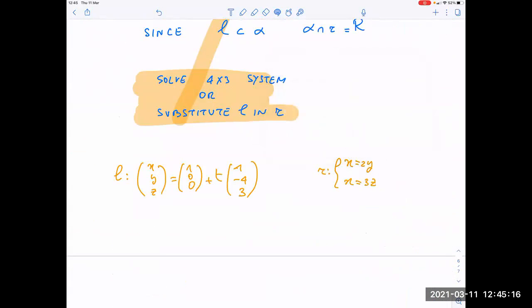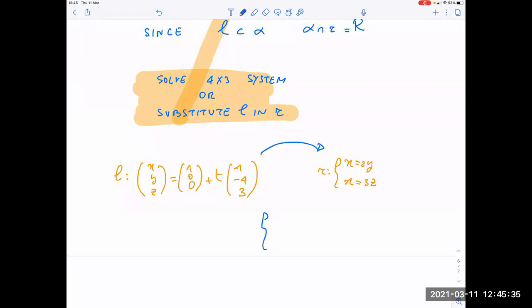Because what I'm going to do, I'm going to take the parametric equation, substitute, and I will get a system in t. If a solution exists, it is the intersection. If no solution exists, it is not the intersection, so there is no intersection. So I do this substitution.